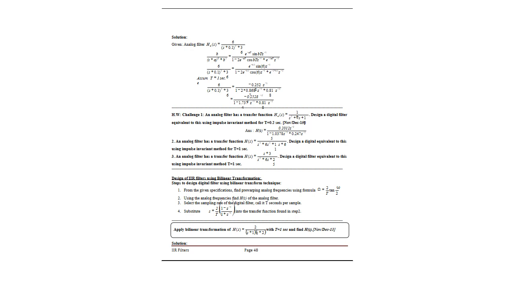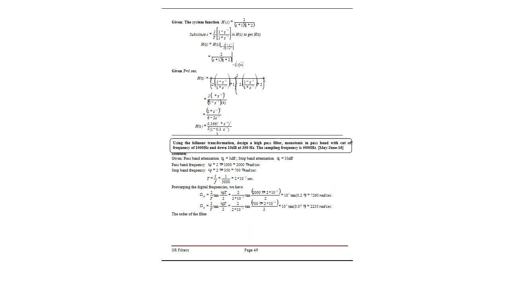So apply the bilinear transformation of H(s) that is equal to 2 by (s plus 1) into (s plus 2) with T is equal to 1 once again, and find H(z). The system function H(s) is equal to 2 by (s plus 1) into (s plus 2). So substitute 2 by T into (1 minus z inverse) divided by (1 plus z inverse) into H(s) to get the H(z).